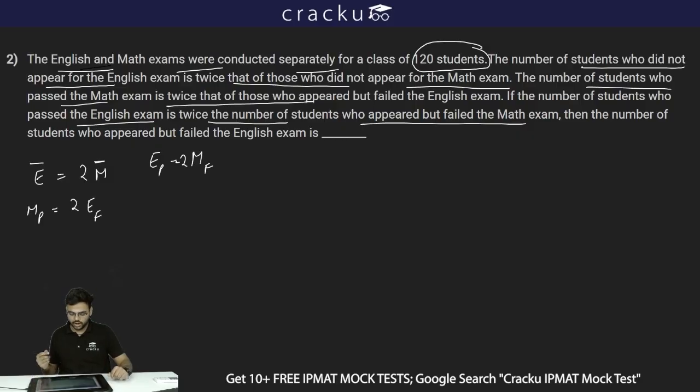So, what I'll do, I'll draw a table first. I have to consider two parameters, which is whether they appeared for the test or not. Either they will have not appeared for the test or they will have appeared for the test. Now, in appearing for the test, either they will pass the exam or they will fail the exam. So, it will look something like this.